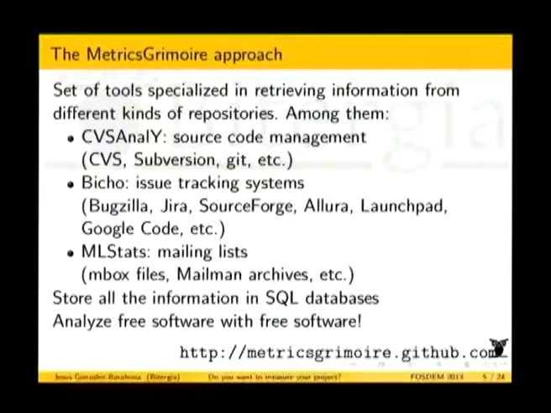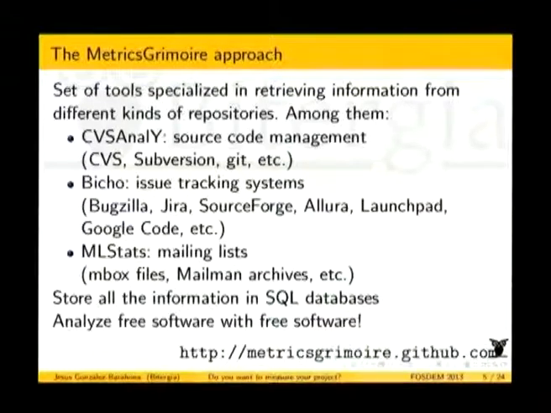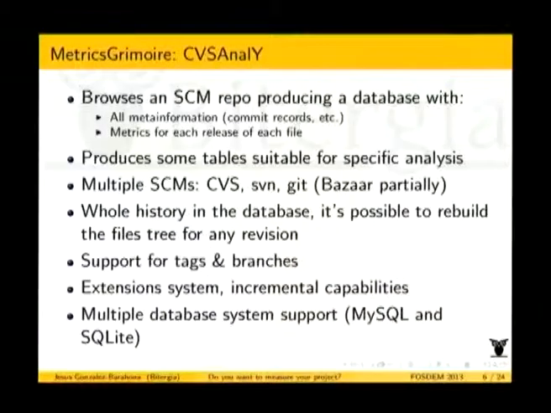So Metrics-Grimoire, remember, downloads information from repositories and puts it into a database, and is mainly three tools. CVS Analy, which deals with source code management systems. Right now it can work with CVS, Subversion, Git, and there is limited support for Bazaar. Bicho, which works with the main issue tracking systems. And MLStats, which works with either mailing lists in mbox format if they are local, or Mailman archives if they are remote. Basically, we put all of that into a MySQL database, and we analyze the software with free software. You have the URL down there if you want to check out the code.